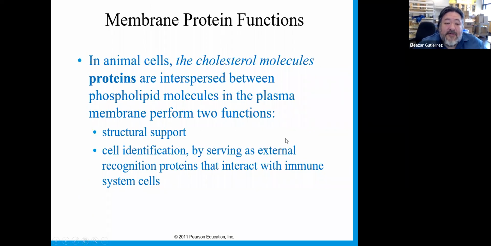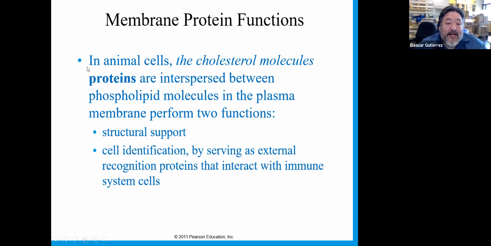This slide is in blue because I find it amusing. I have to look at my slides before I talk to you guys, and I looked at it and it threw me off. It says, in animal cells, proteins are interspersed between phospholipid molecules in the plasma membrane, and they perform two functions. But your author says cholesterol molecules. This is wrong, and it has been wrong for so many years. Their quality control is not so good, I tell you. But this is what the PowerPoint said, and I leave it in blue because I find it entertaining that they make huge mistakes and nobody catches them.